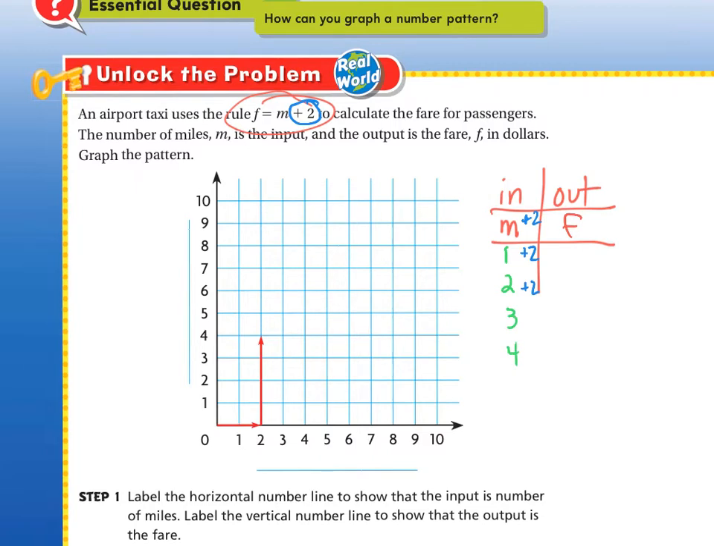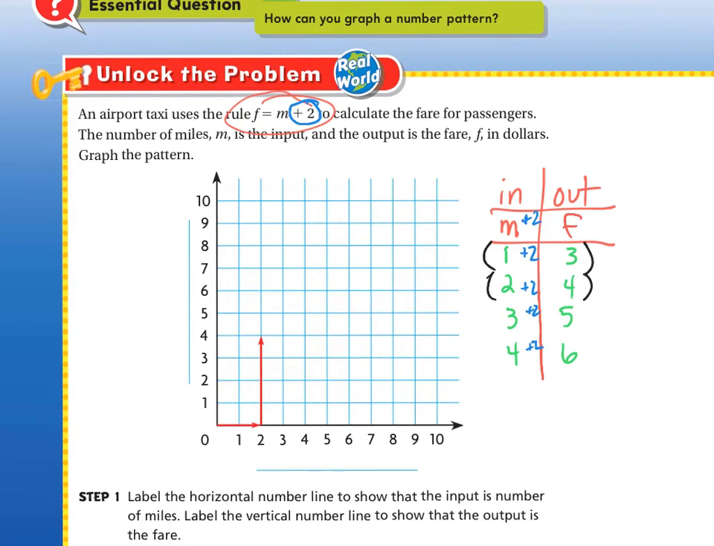Okay, let me extend my input-output table to make this make a little bit more sense. And that means all of these are going to be plus 2. So that'll give me 3. 2 plus 2 here is 4. 3 plus 2 is 5. And 4 plus 2 is 6. So now what I have is I have ordered pairs that I can then graph.